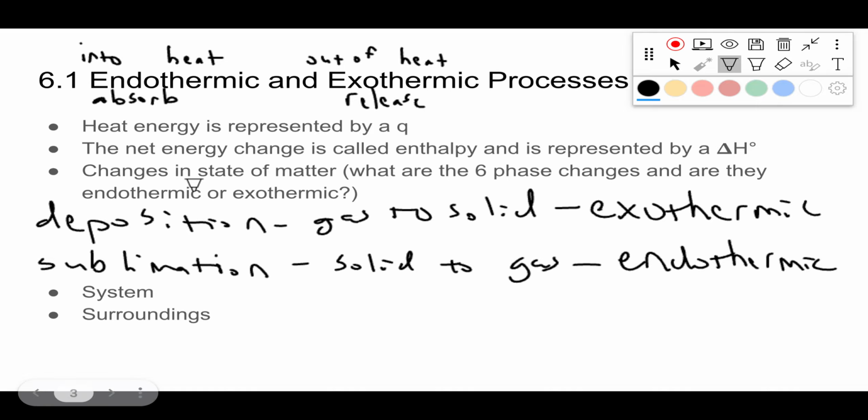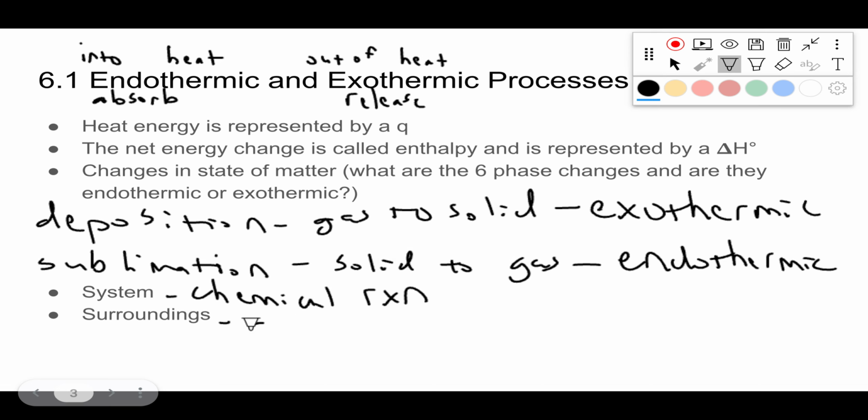Those are our 6 phase changes. You need to be really familiar with those and easily be able to recognize what states of matter they start at and end at. System and surroundings, this is a big deal. When you're doing system and surroundings, the system is going to be the chemical reaction. Or it's not always a chemical reaction. It could be like the phase change. The surroundings are going to be everything else.